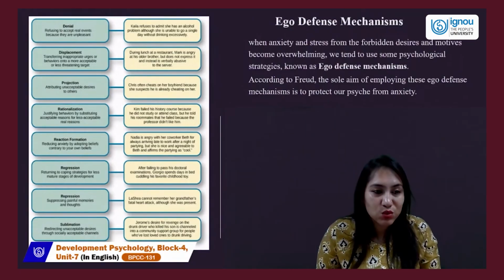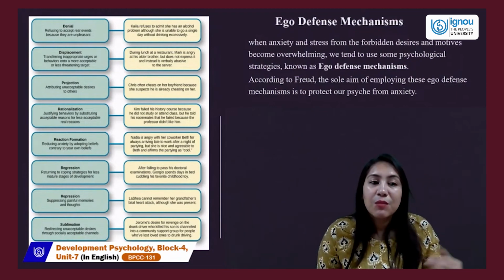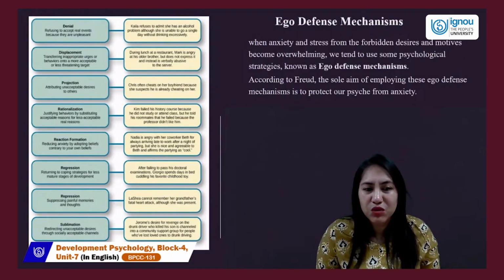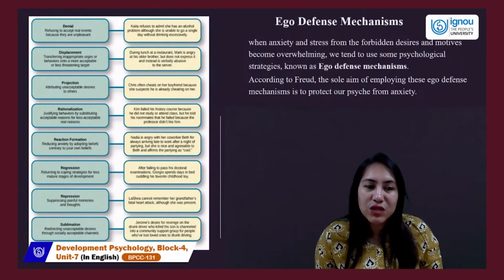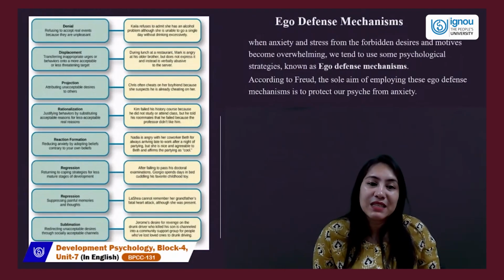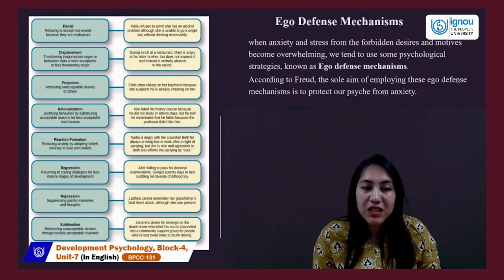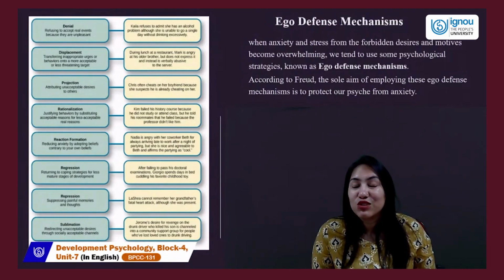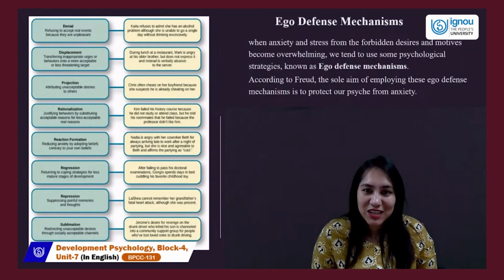So that's rationalizing, which is justifying your behavior by substituting the real reason with a more acceptable one. So that's a reasonable reason that you put out, in place of something less acceptable. Like Kim failed his history course because he did not study, but he said that he failed because the professor did not like him. So this can obviously be rationalization completely.